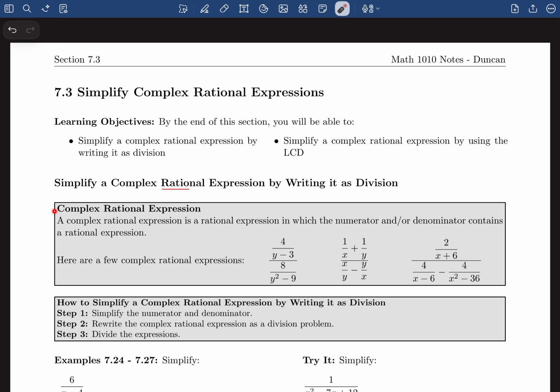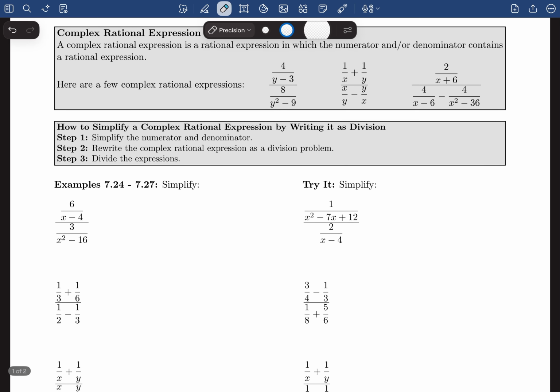So when it's a complex rational expression, well, we've got a rational expression in the top of a fraction and a rational expression in the bottom of a fraction. So it's complex because it's a rational expression within a rational expression. And so here are some examples of those types of complex rational expressions. So there's one example. Here's another example. And here's even another one. And today we're going to learn how to simplify these. And so let's get started.